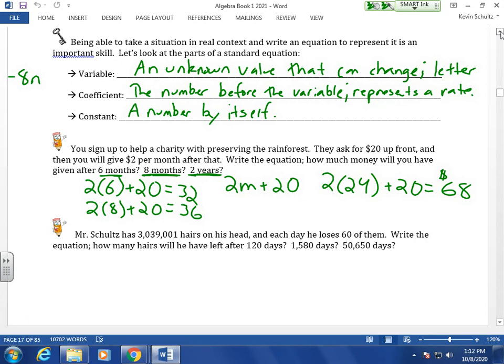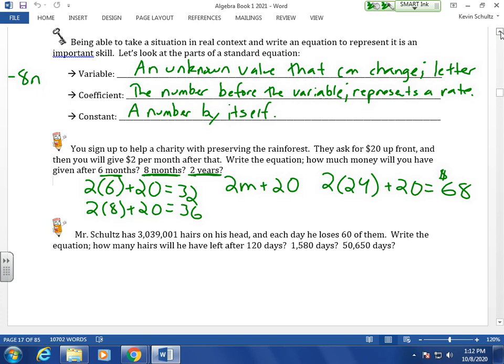Yep. Okay. Mr. Schultz has 3,039,001 hairs on his head, and each day he loses 60 of them. How sad. Write the equation. How many hairs will he have left after 120 days, 1,580 days, 50,650 days? Who's got an equation for us that would make sense for this situation?